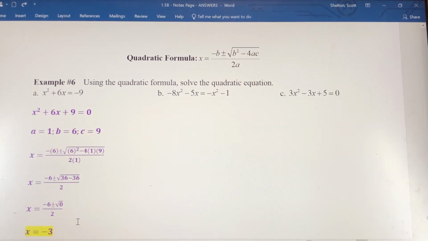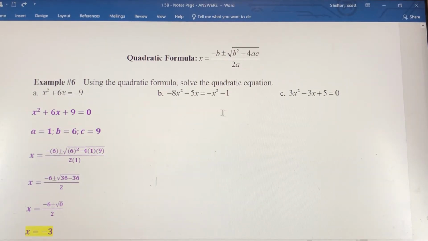Most of the quadratics we're going to work with are going to have 2 solutions. All right, so pause the video, give B a try. Make sure you get everything on one side set equal to 0 first. It doesn't matter if you want to get everything on the left side or on the right side. So pause the video, give it a try, and then come back.